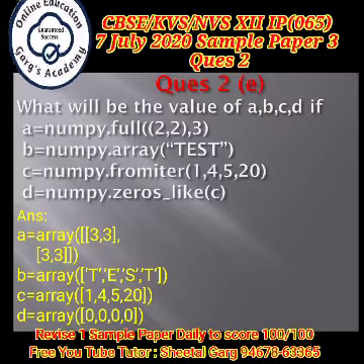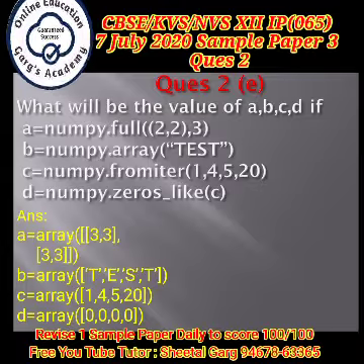Next question. fromiter([1, 4, 5, 20]). Students, the fromiter function is used to create an array from any given sequence. So here the array created will have the given elements 1, 4, 5 and 20. Next question. numpy.zeros_like(C). It will fill zeros and take the shape of array C. What is C? This is C, which means 4 elements, and it will have value 0. So what will be the answer? Array 0, 0, 0, 0.